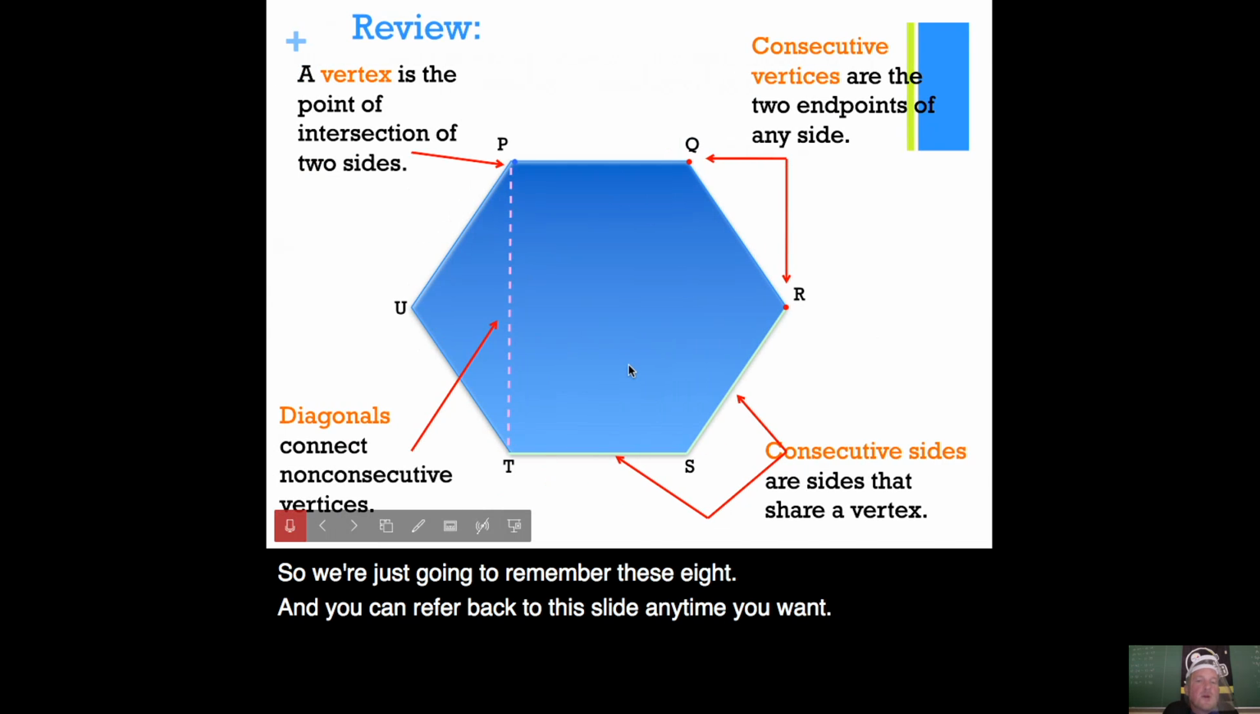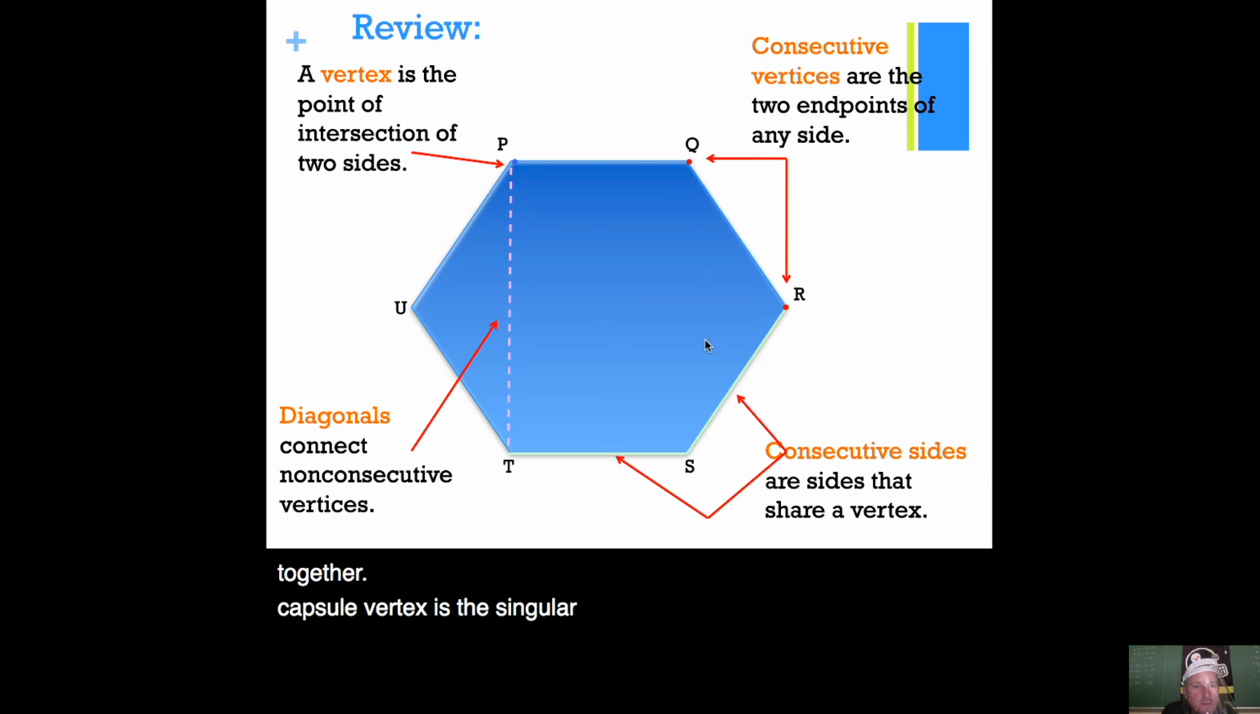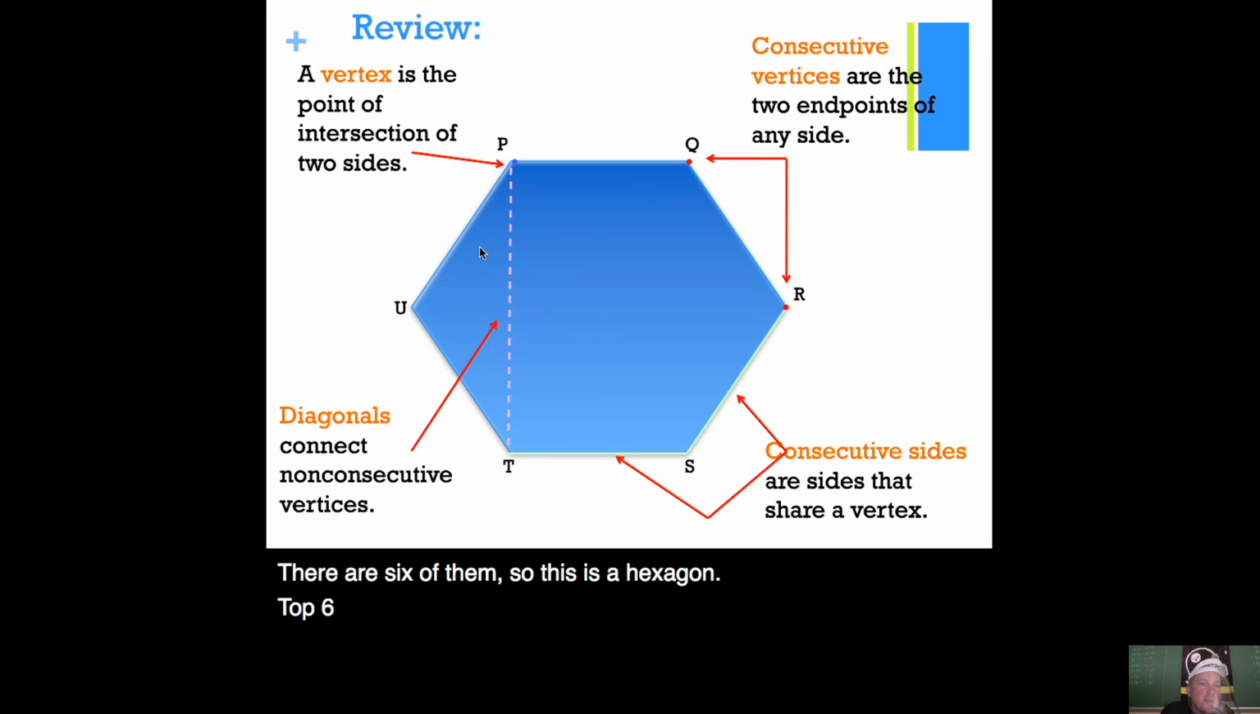Here's an example of a polygon. You can count the sides. It's the same as the number of vertices. That's where the sides come together. Okay, so vertex is the singular form for vertices. There are 6 of them. So this is a hexagon. So 6 different points where the segments come together. Each of them is a vertex, or you can call them vertices.